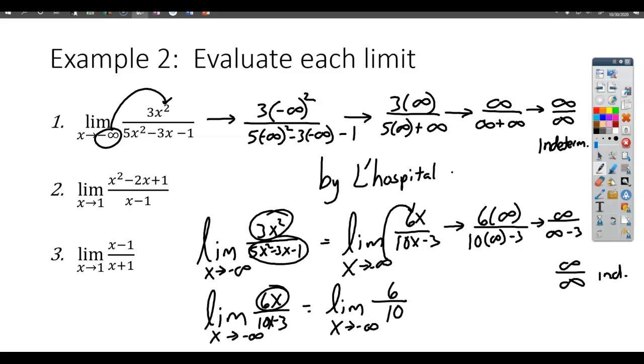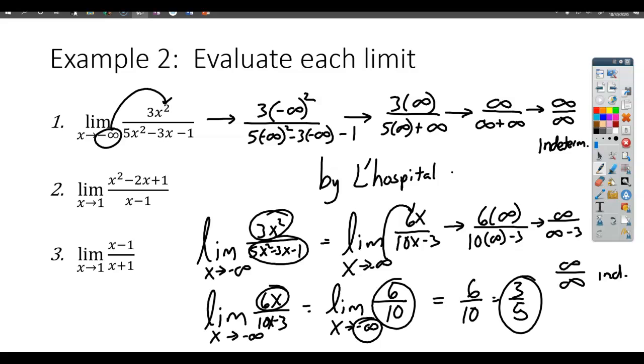All right. Well, now there's nowhere for me to plug this infinity in, because this is a constant function. No matter how far off we go into infinity, it's always going to be 6/10, so the answer is 6/10, which reduces to 3/5. And so we actually do end up with an answer. Okay, anyway, 3/5 is the answer.